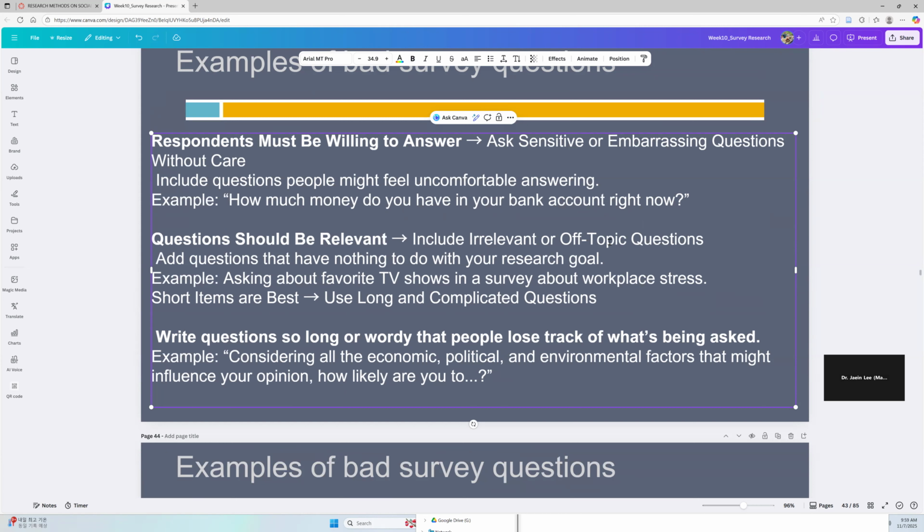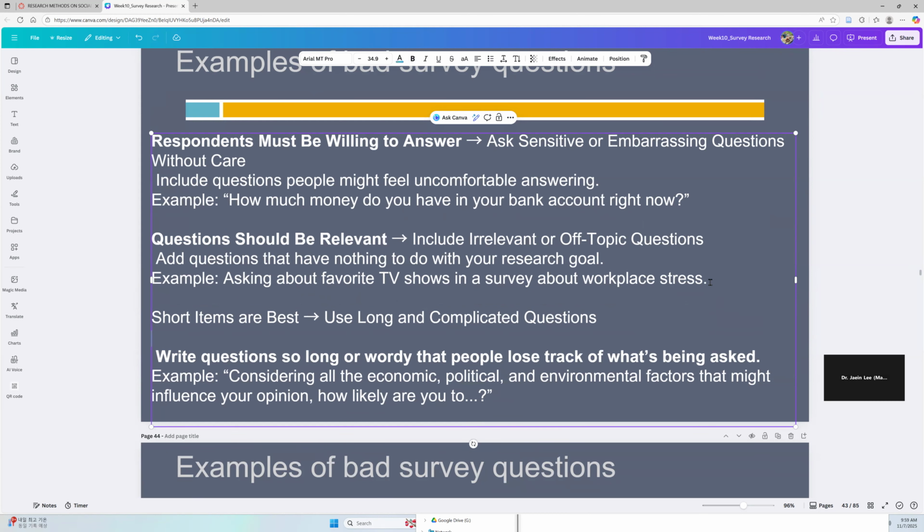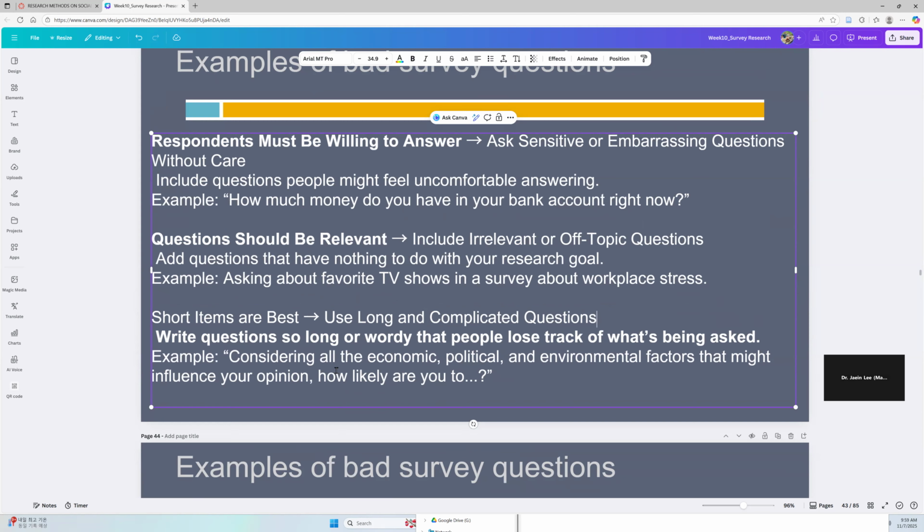Irrelevant, off-topic questions are not very good, meaning questions that have nothing to do with your research goal. For example, asking about your favorite TV show in a survey about workplace stress. These are not very relevant, right? And instead of short items, don't use very long and wordy ones. So for your final exam, I don't plan to put very long sentences.